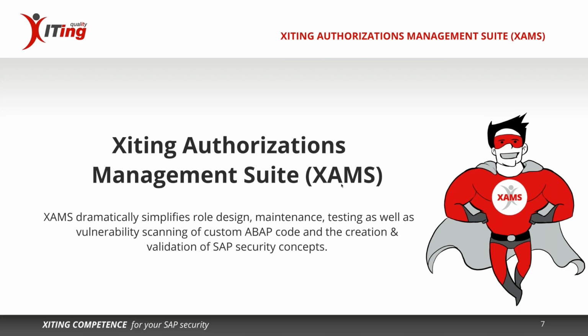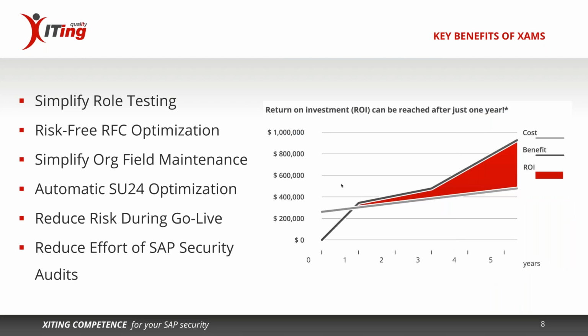And the XAMS has the simple goal of making it easier to design new roles, to maintain them, to test them, and to automate many of the associated tasks that are usually very time-consuming and risky. And in addition to that, we also have the ability to do some custom ABAP code scanning and validation of SAP security concepts. And we'll see all of them reflected in a number of modules. As of right now, we have 7 modules, and I'll show you which ones we have. But before we do that, let's go over the key benefits of where we think the XAMS shines.